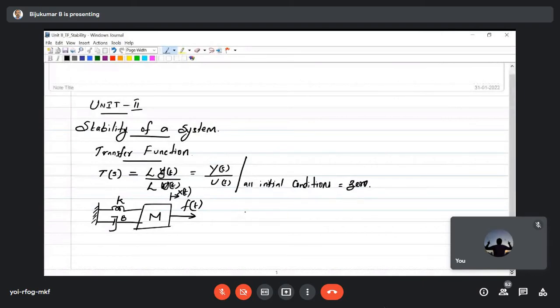In the time domain, we can write a naught d raised to n y of t divided by dt raised to n, plus a1 d raised to n minus 1 of y of t divided by dt raised to n minus 1.